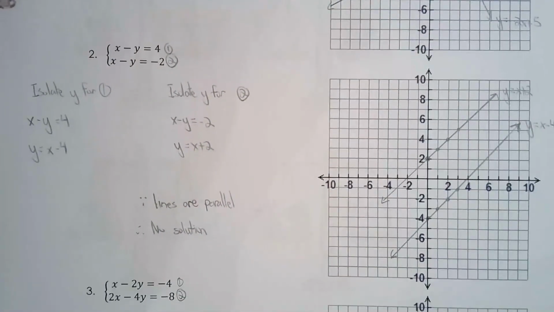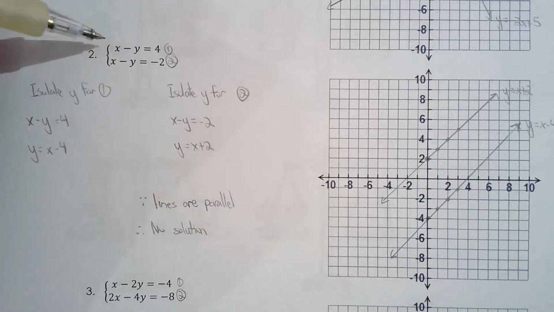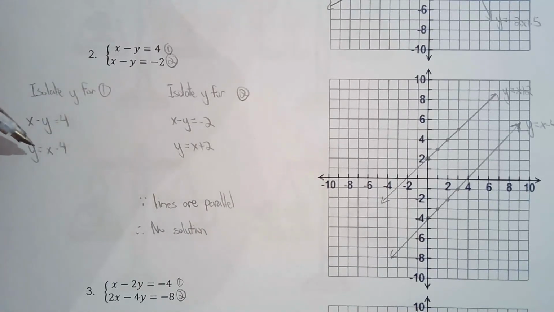For my second linear system, I rearranged and I realized that the 2 slopes are the same. They both have a slope of 1 and the y-intercepts are different. So right away, even without the graphing, I know that the 2 lines are parallel and there's no solution to this linear system. But I graphed the 2 lines and showed it anyways.